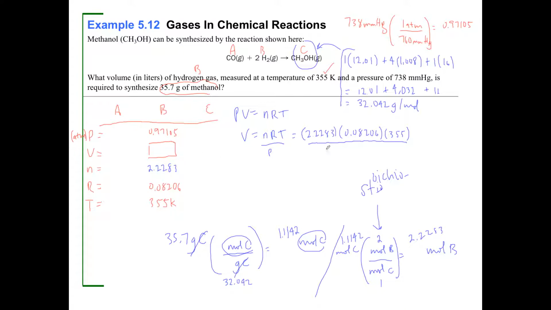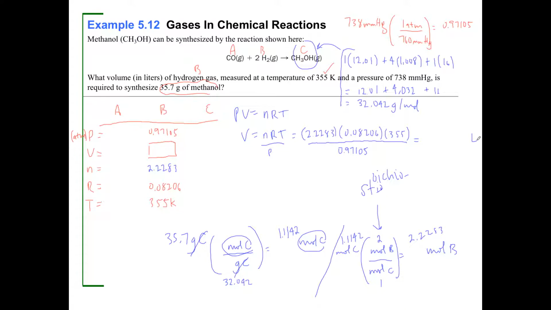The reason I'm not worried about putting the units in is because I was so careful to get the right units in the beginning, right? Kelvins, liters, atmospheres, and moles. And this then is going to be 0.97105. And this is going to give me liters. See, I know it's in liters because I was so careful. But if I had written all the units out there, you'd be able to cancel them out and tell.